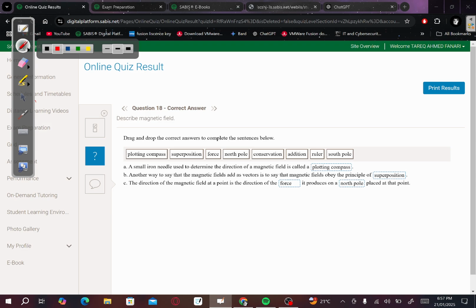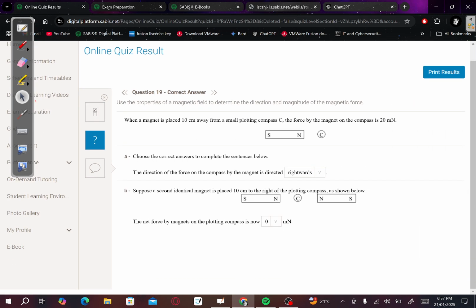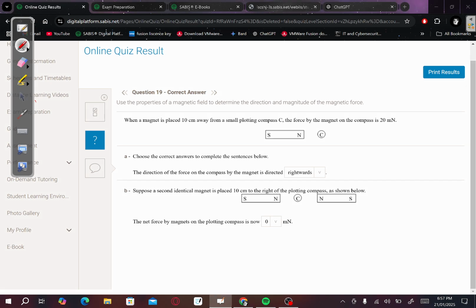Now, there is a formula. You don't need to memorize it. F equals QB, or BQ, I don't remember. I don't need to note it, and it's used for another question that is going to be seen hopefully now. Now, the direction of the force by the magnet is directed rightwards.